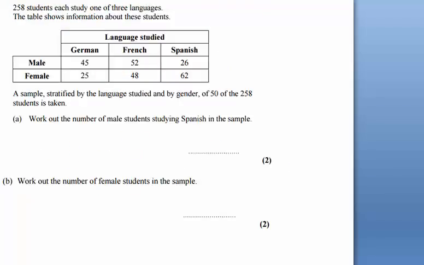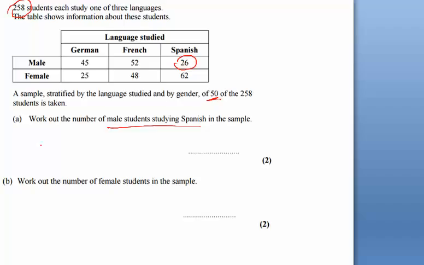Here's another question we'll have a look at. This one says 258 students, each study one of 3 languages. The table shows information about the students. So this time we know there are 258 students in the population. A sample stratified by the language studied and by gender of 50 of the 258 students is taken. Work out the number of male students studying Spanish. So we know the population, we know the sample size, and we want male students studying Spanish. So male and Spanish is 26.